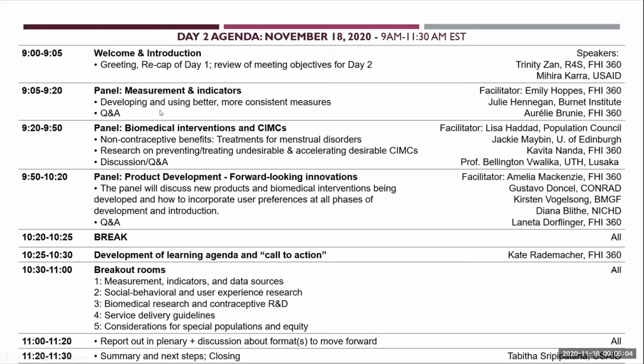Thank you. So today we're going to have 3 panels in the first part of the meeting. We'll be first talking a bit about measurement and indicators and how to do that in a consistent way, better and more consistent indicators. Then we will switch gears and really get into some of the biomedical domain and thinking about both desirable and undesirable aspects of CIMCs. And then forward looking into research and development, what types of new products and biomedical interventions may be possible to address all of the range of preferences and dislikes that we've been talking about.